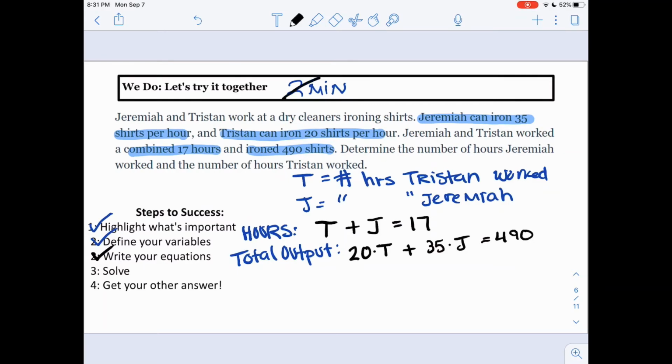Now pause the video for 3 minutes and attempt to solve these two equations. Think about what number you're going to multiply the first equation by in order for a variable to cancel out.